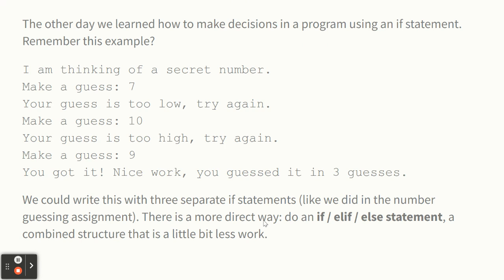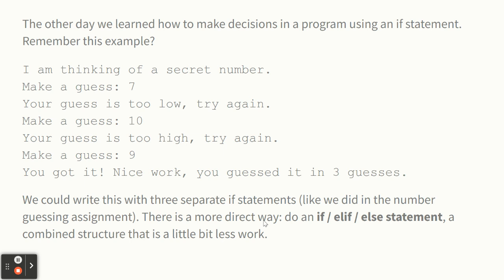So do you remember this example from Wednesday? This was straight out of Wednesday. I had 3 different if statements. If the guess is too low, say it's too low. If the guess is too high, say it's too high. If the guess is equal, say you won. Great. So we did that on Wednesday.